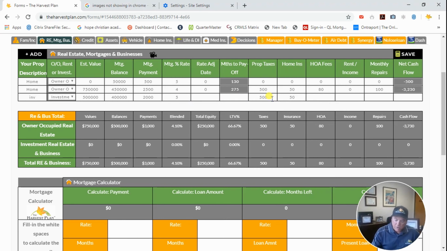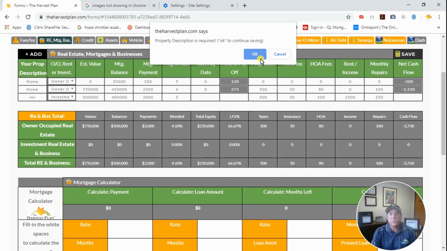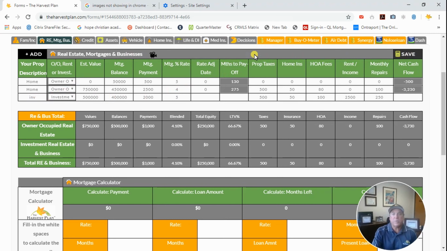And for an investment property, what we're also going to put in is how much rent or income we're earning in that property. So let's say that for this $500,000 property, we're getting $2,500 in income, and all of our expenses or repairs, property management, etc. We've got taxes and insurance already in here. Let's say we have another $250 for other stuff. We're going to save it just like we always do, and this is just giving us the warning to make sure something's in there so everything does save.